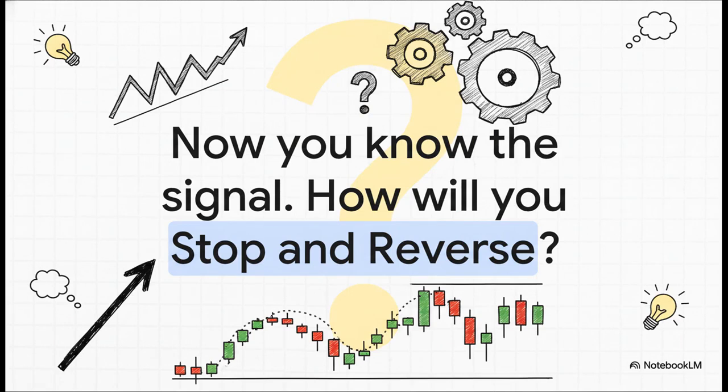So the Parabolic SAR offers this incredible clarity, right? It turns a really complex emotional decision into a simple visual cue. But that leads to a pretty important final thought. If you're relying on a signal that's this straightforward, this mechanical, what nuances of the market might you be missing? What happens when the market isn't trending so nicely? That's definitely something to think about as you start to explore this tool.